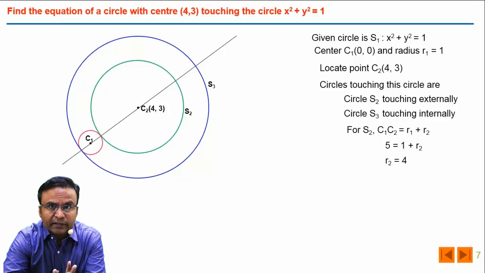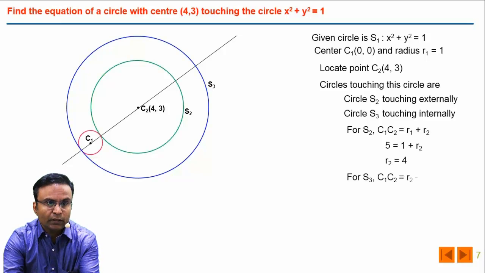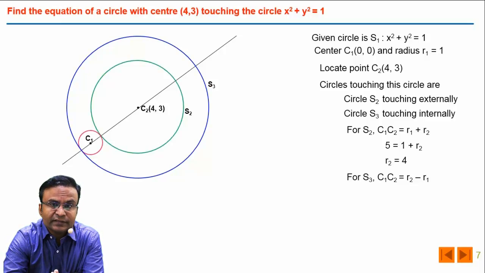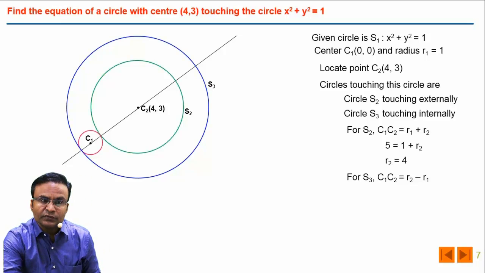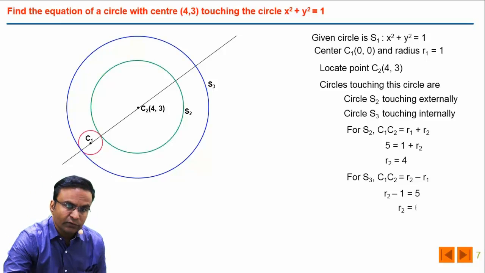Now how do you get the radius of circle S3? Circle S3 and S1 are touching internally. When two circles are touching internally, what is the distance between their centers? It is the difference of their radii. So we have C1C2 = R2 - R1. Here R2 is the radius of circle S3. Okay, so put the values of C1C2 and R1. We have 5 = R2 - 1. So the value of R2 = 6.